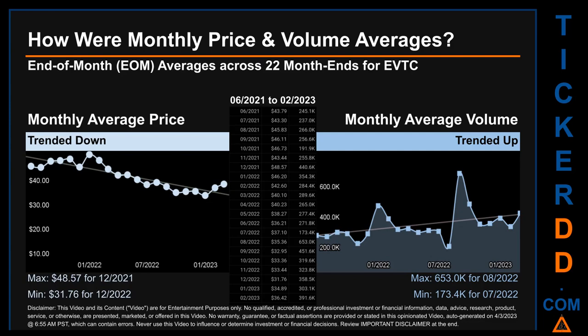The maximum end-of-month average price was $48.57 for 12/2021, while the minimum was $31.76 for 12/2022. Looking at volume, 08/2022 and 07/2022 respectively saw the highest and lowest monthly average volume at 653,000 and 173.4 thousand.